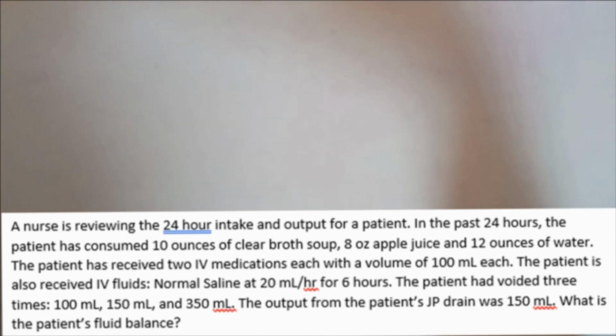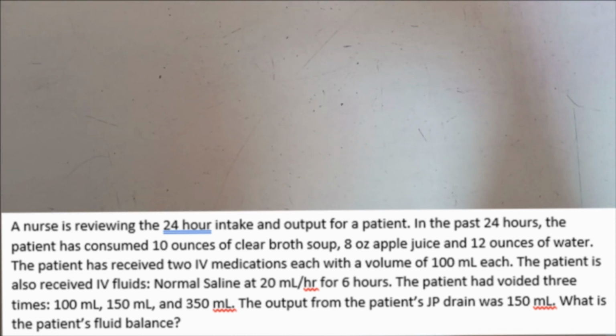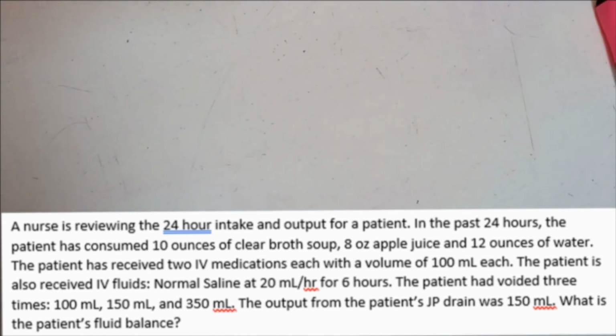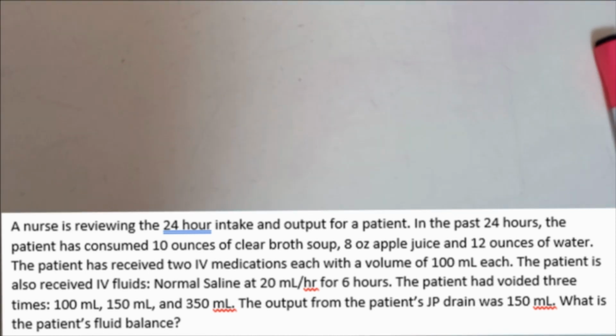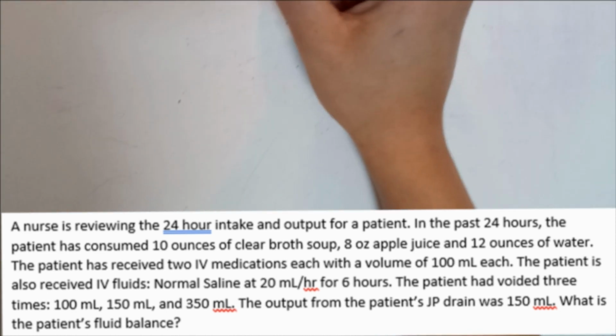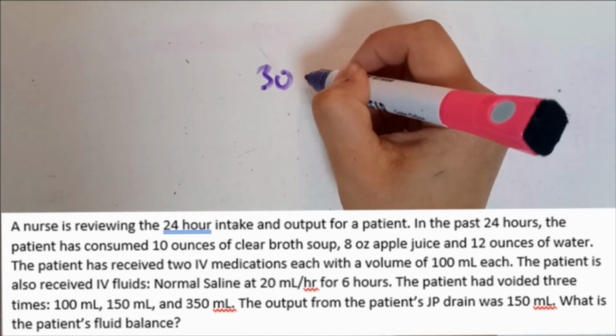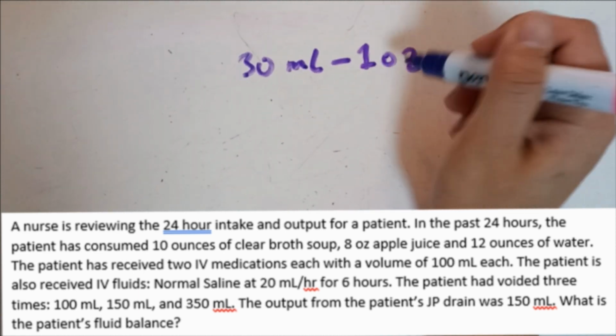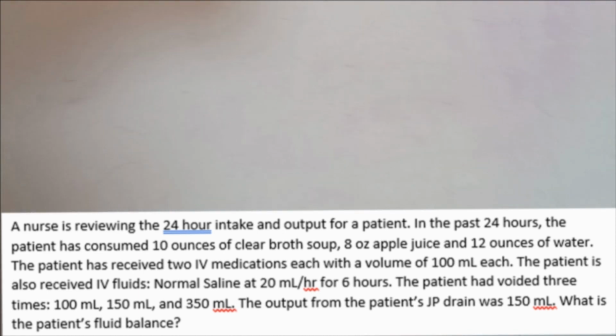So that could be drainage, it could be urine, or if they had diarrhea, that would count too. Urine is also part of output. For intake and output, you have to convert everything to milliliters. So remember, there's 30 milliliters in 1 ounce. They can give you stuff in ounces and you have to convert it to milliliters before you can calculate.